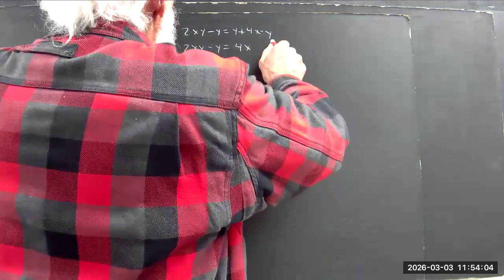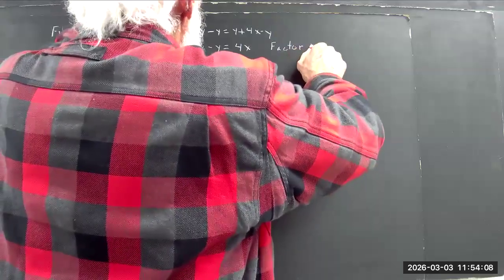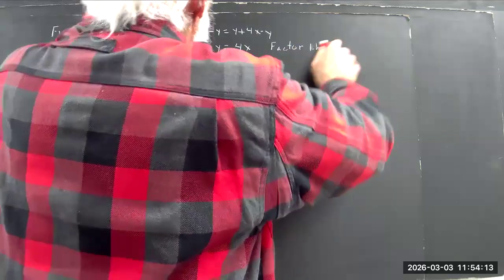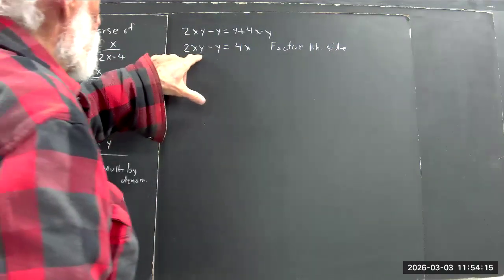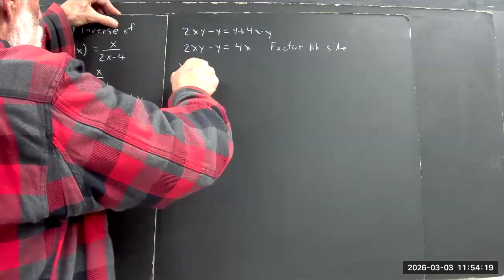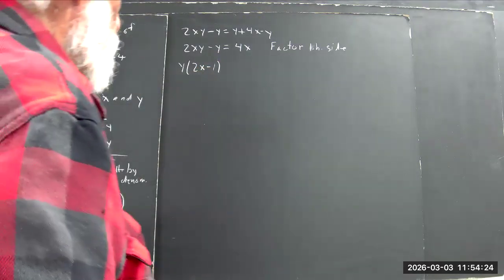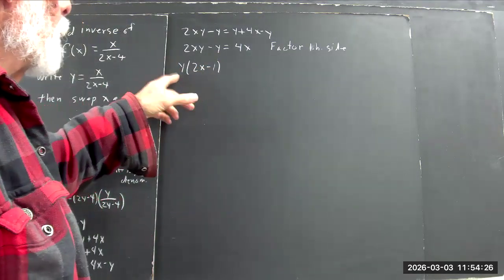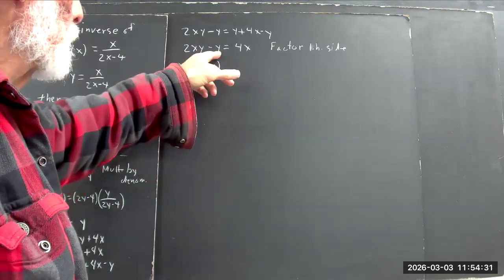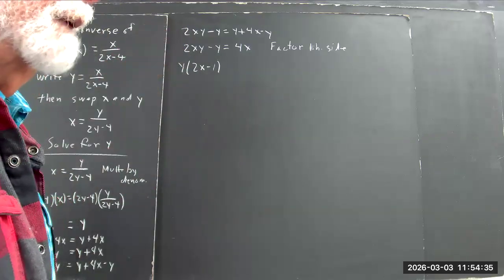Well, we factor the left-hand side. There's a common factor here, which is y. We could write this left-hand side as y times 2x minus 1. Check, make sure that works. Just use the distributive law. Y times 2x gives us 2xy. Y times negative 1 gives us y. So all we did was we basically used the distributive law backwards.